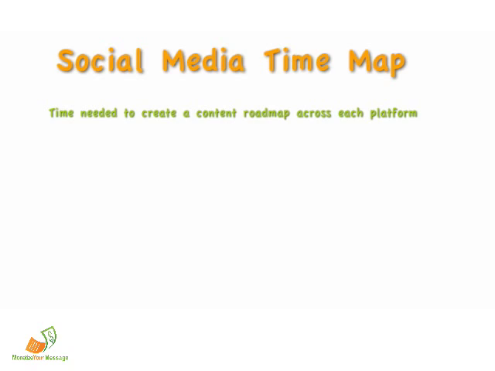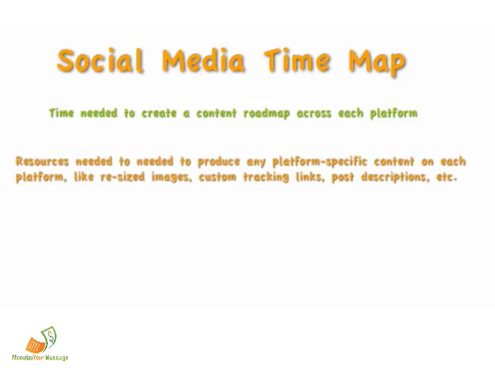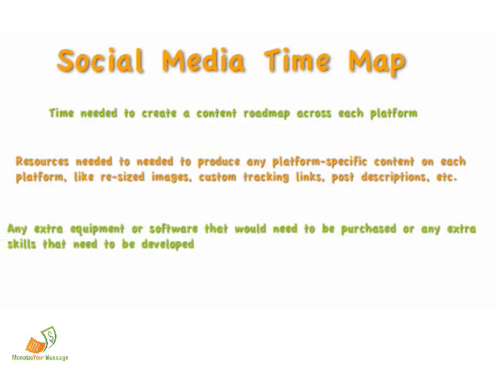Map out the time that you can dedicate towards your social media activities. This is a simple process that takes in the following accounts. Time needed to create a content roadmap across each platform. Resources needed to produce any platform-specific content on each platform, like resized images, custom tracking links, and post descriptions. Also, any equipment or software that would need to be purchased or any extra skills that need to be developed. You just want to make sure that you've planned out how much time and expense it will take to keep your social media channels updated.